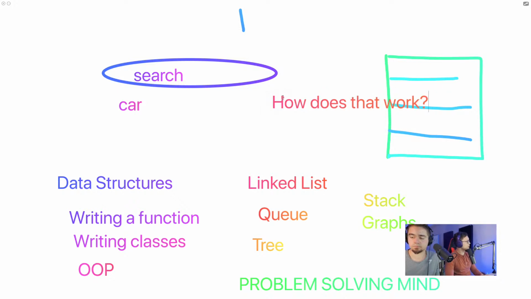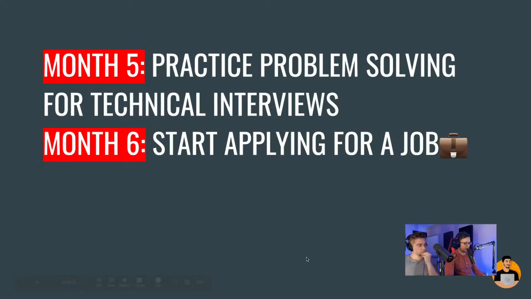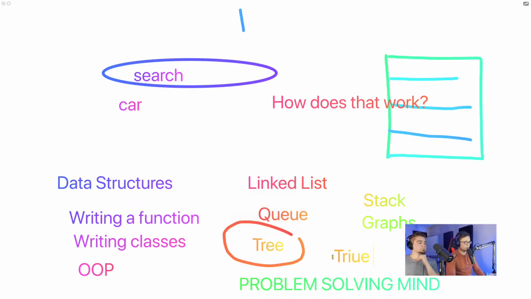Right? How does that work? Well, that's a good question, right? How does the autocomplete work on Google? For example, again, right? Well, it works because of something called a tree. It's actually called a tri-tree.